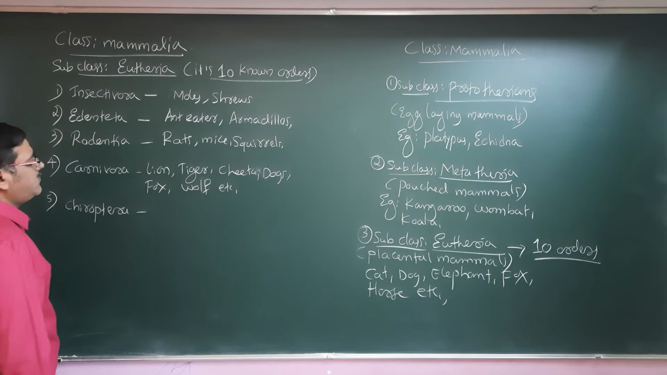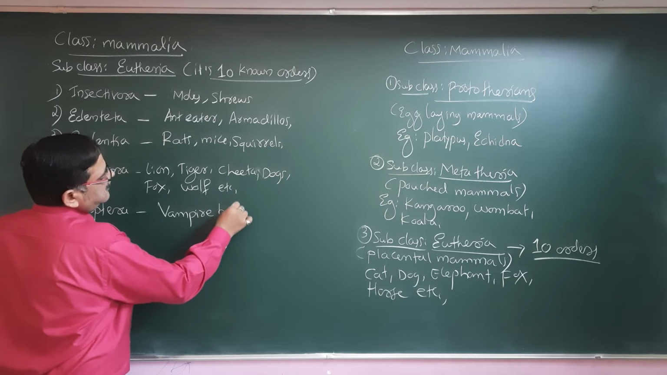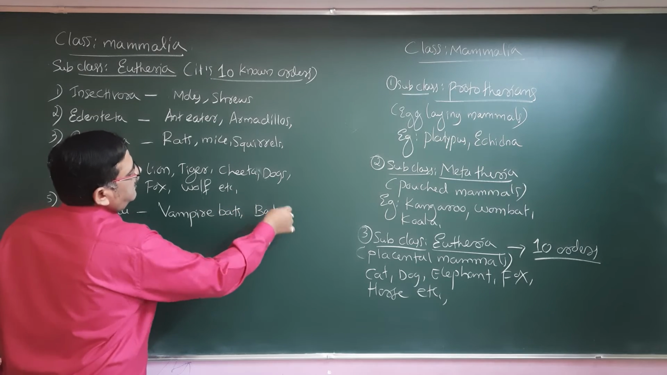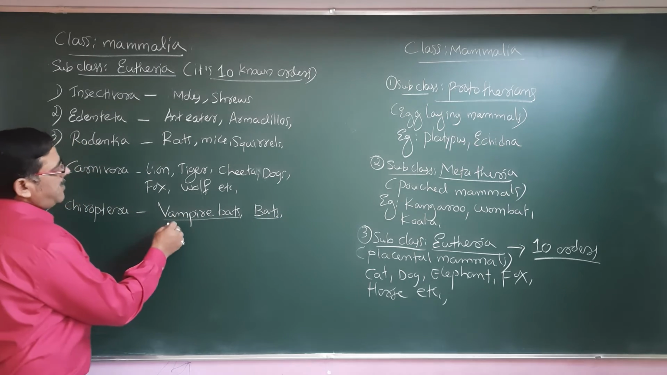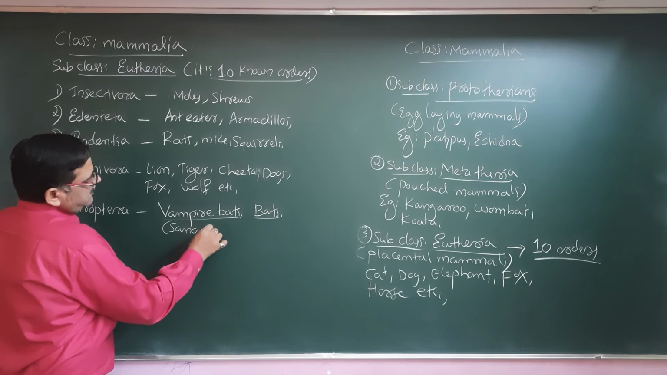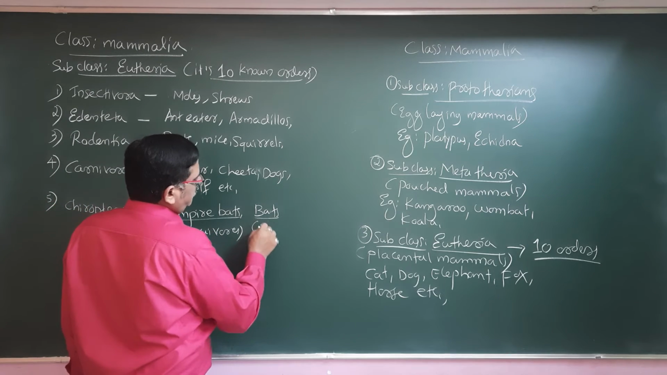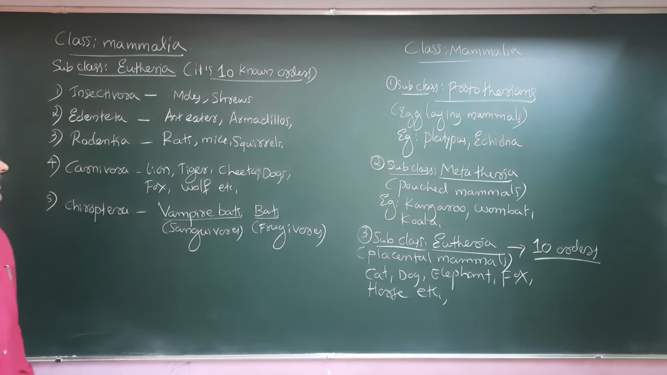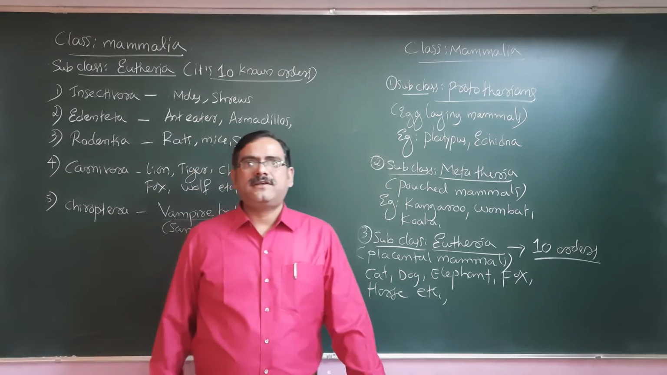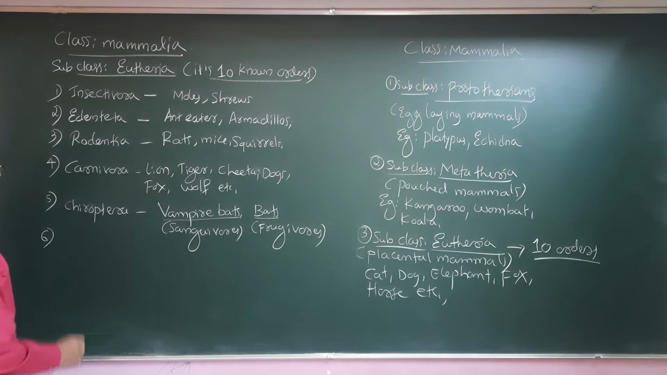Chiroptera includes mainly the vampire bats and other bats. The vampire bats are blood sucking, sanguivores. The other bats are mainly frugivores, which means fruit eaters. So these are the well-known orders. Then number 6, Cetaceans.